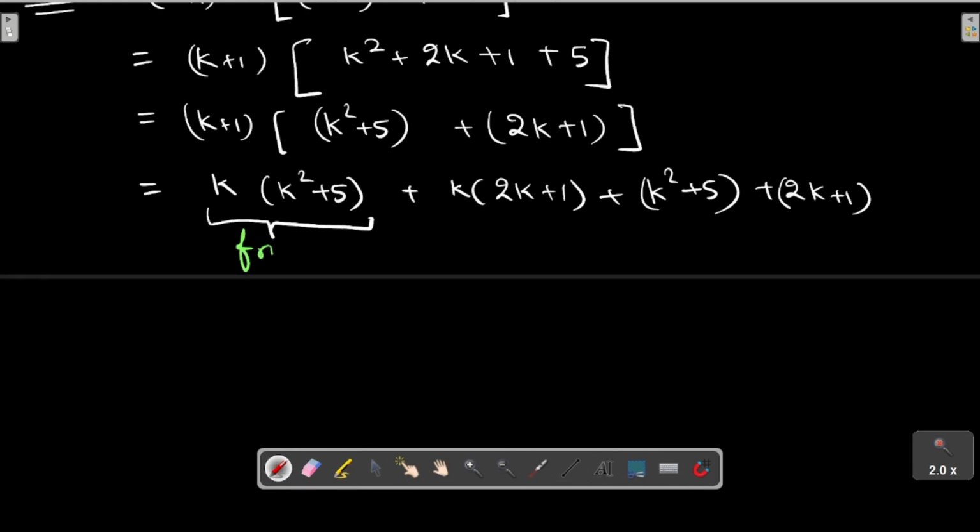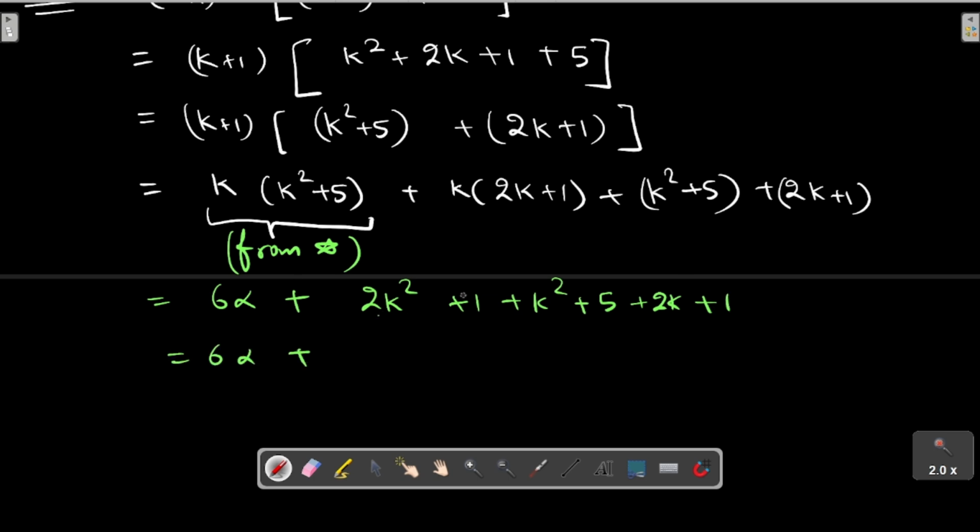Now from star, what do you get? This is equal to 6 alpha, right? Now let's just expand these brackets. It's 2k square plus 1 plus k square plus 5 plus 2k plus 1. So this will be 6 alpha. 2k square plus k square will be 3k square. 2k, right? There's a k and there's a k over here. So it becomes 3k, right? And then you have 6 over here.